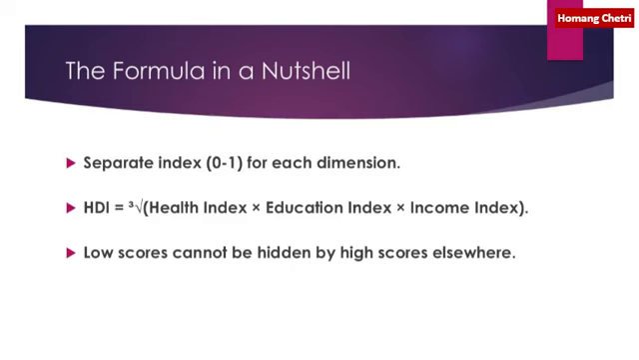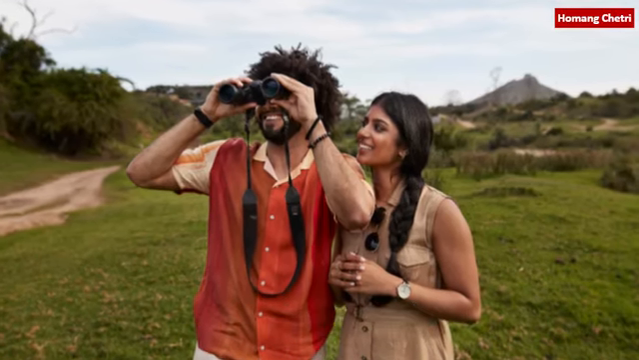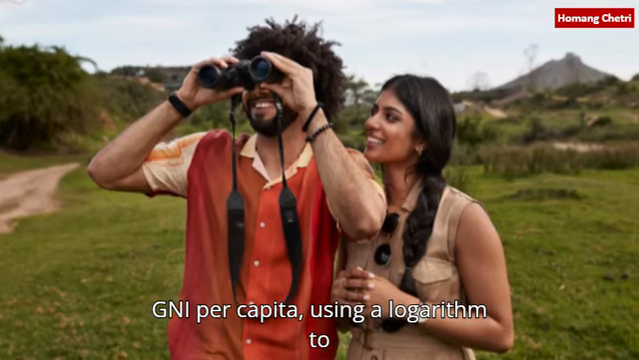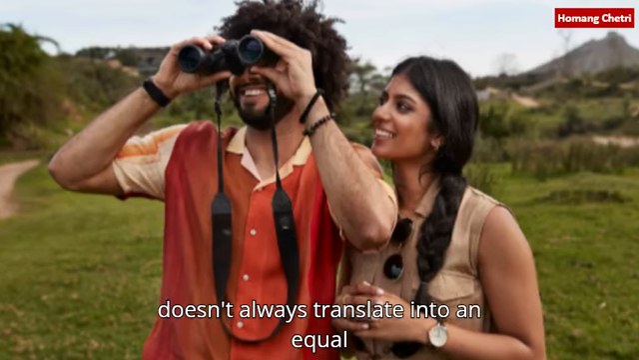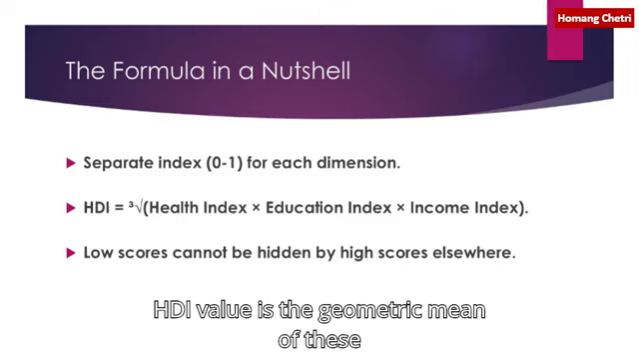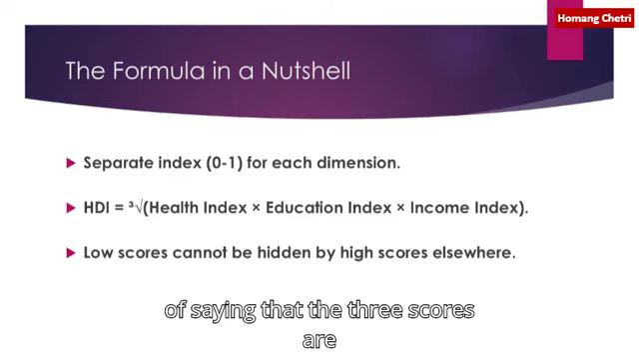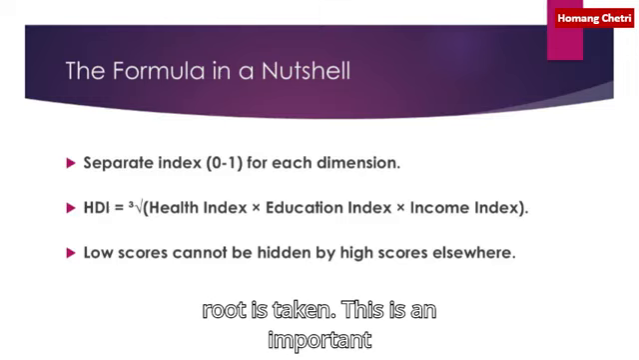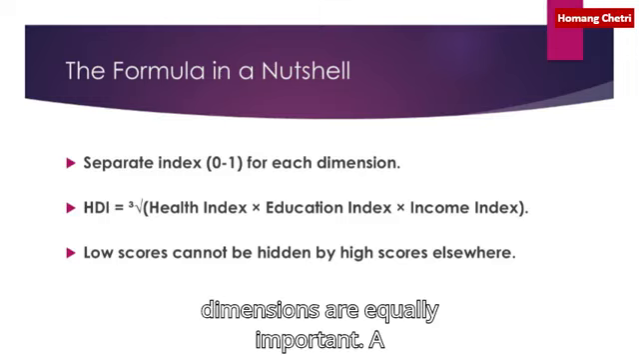Education index. This combines the mean and expected years of schooling to create a single score. Income index. This is based on the GNI per capita, using a logarithm to account for the fact that a higher income doesn't always translate into an equal increase in well-being. The final HDI value is the geometric mean of these three indices. This is a fancy way of saying that the three scores are multiplied together, and then the cube root is taken. This is an important detail because it ensures that all three dimensions are equally important.